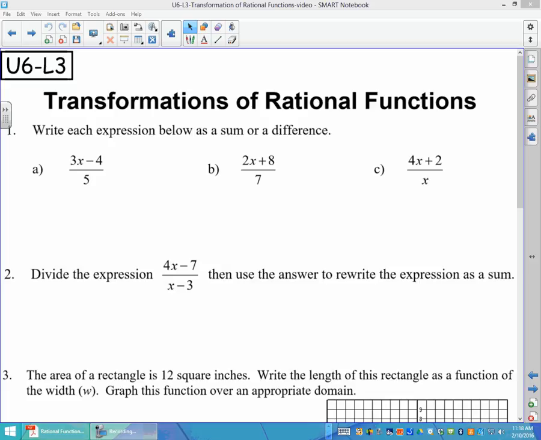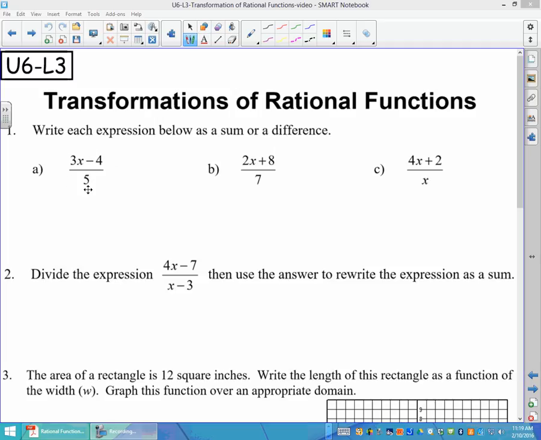Okay, in the third lesson of Unit 6, we are covering transformations of rational functions. It is a packet where you work together in your groups, but I just want to go through several of them and make sure you understand what the directions are asking you. On this first problem, it says write each expression below as a sum or a difference. Okay, it's not a sum or a difference, it's just one term.